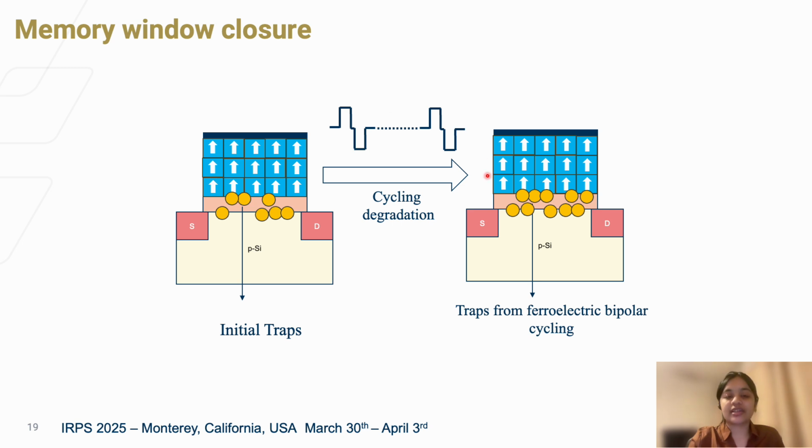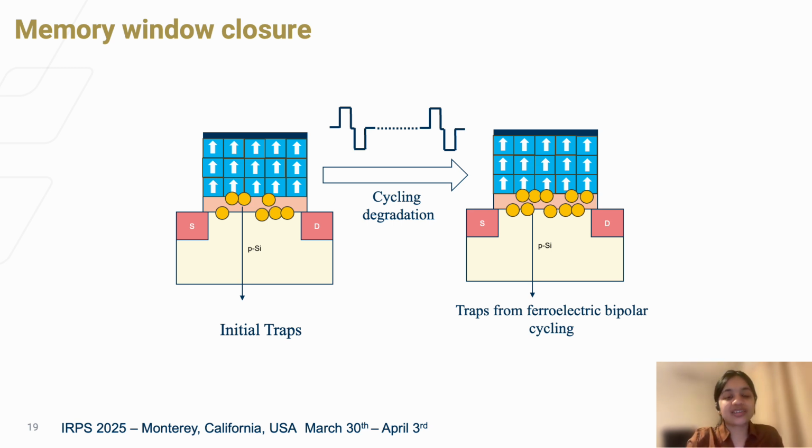Now, as we cycle the device, this IL charge increases, leading to full screening of these polarization charges. That leads to a lesser amount of charge being seen in the channel, and that leads to the memory window closing down. So, initially, this polarization is partially screened, giving us some memory window, but after cycling, the IL traps increase, screen more of the polarization, and lead to memory window closure.